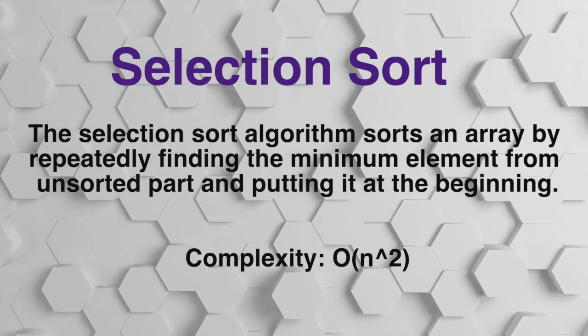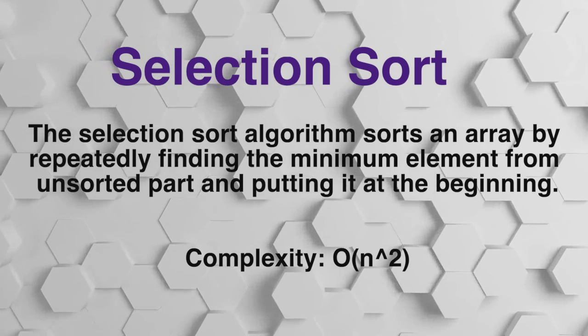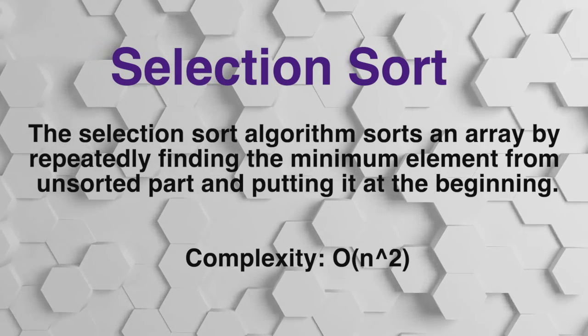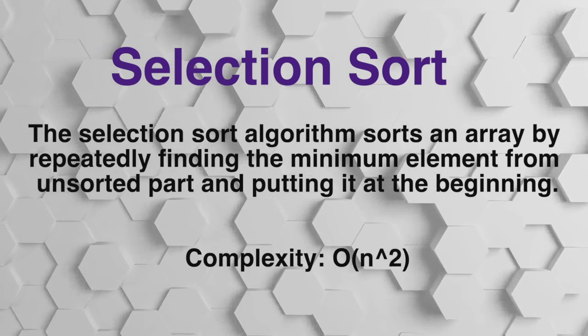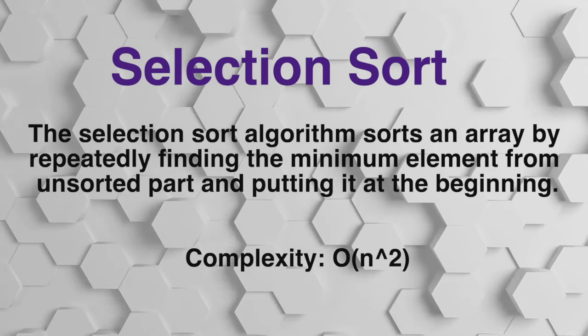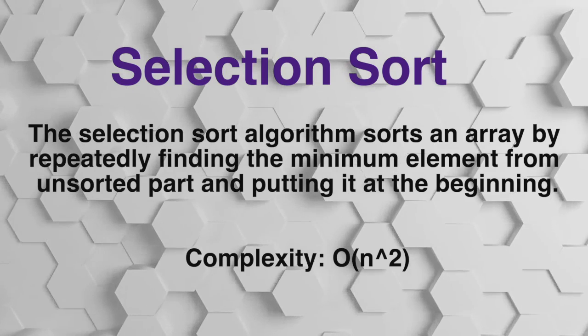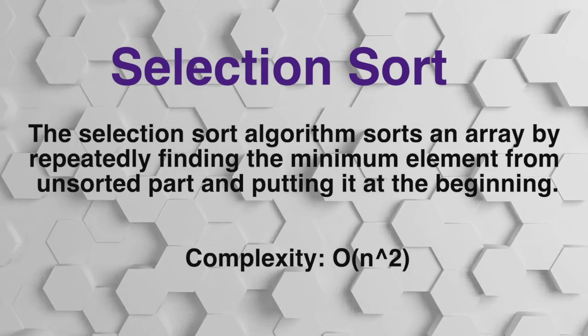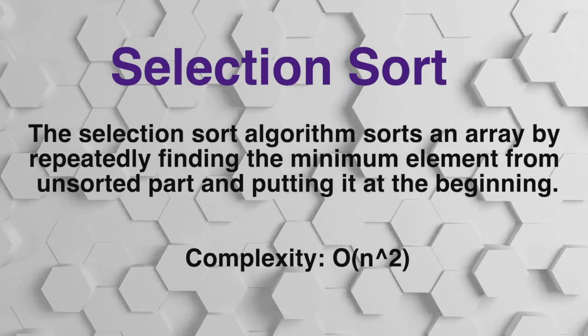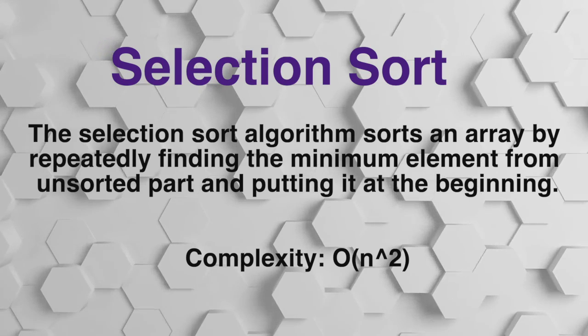The algorithm proceeds by finding the smallest element in the unsorted sublist, exchanging it with the leftmost unsorted element, and moving the sublist boundaries one element to the right. Selection sort is not a stable sort and it has a time complexity of O(n^2).